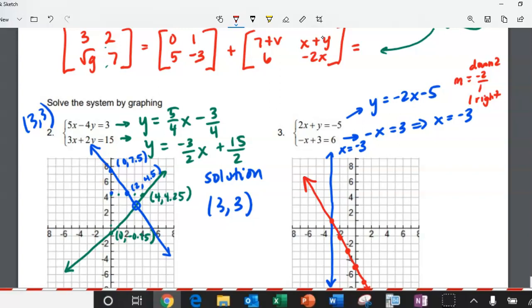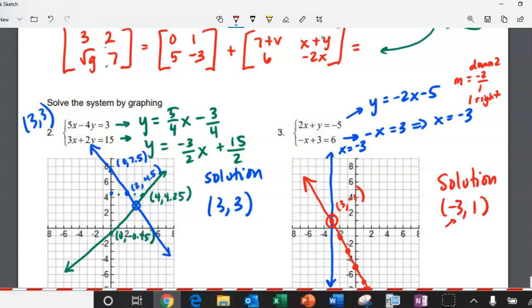Okay, so for this one, I see it better, and I think I did good the first time, but again, it doesn't hurt to keep going so you can see it better. But I believe this point here is negative 3, comma 1. Okay, so that's the solution for this one, negative 3, comma 1.